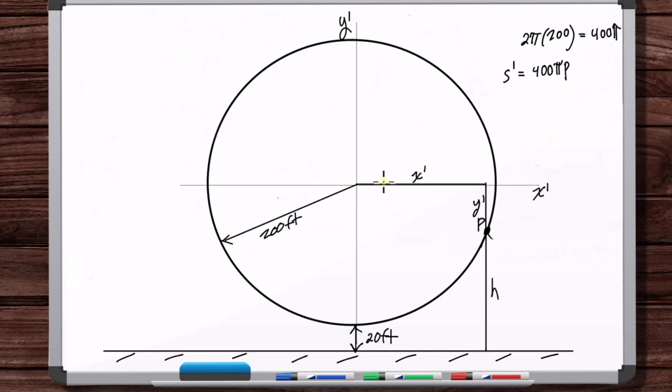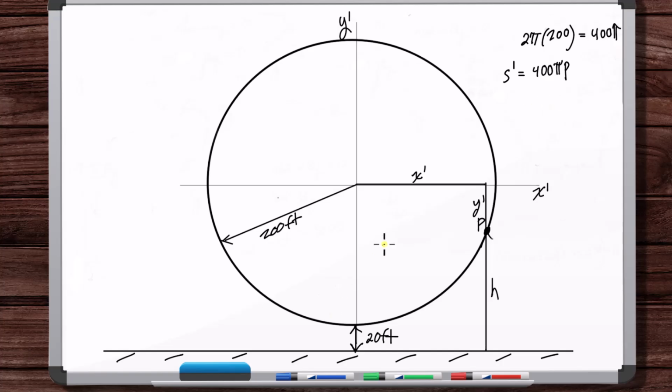Right? Because, okay, if p is 0.25, then what should s prime be? Well, if p is 0.25, then you would be here. That means that s prime should be 1/4 of the full rotation, and there you go. 0.25 times 400 pi. P is 0, s prime is 0. If p is 1/2, that means s prime should be 1/2 of the full rotation, and that's exactly what you would get.